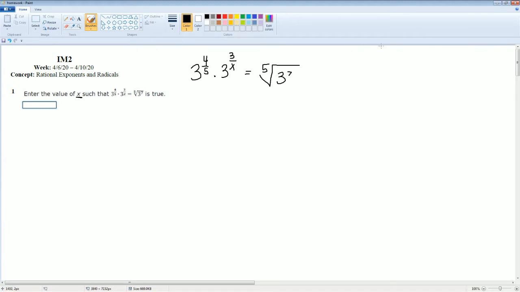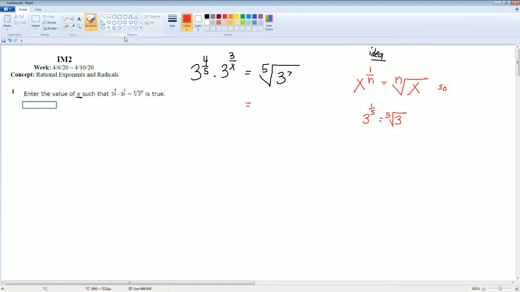A couple of things that you need to understand. Did you know that x to the 1 over n is the same thing as the nth root of x? That means in this case, the 5th root is also written as that. So we can now rewrite this in exponent form. Let's just do that.